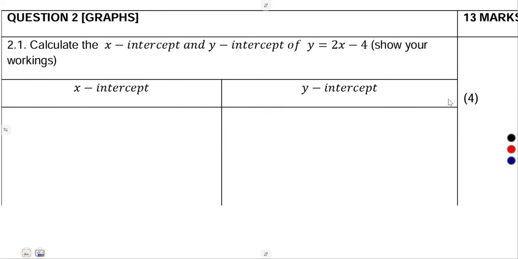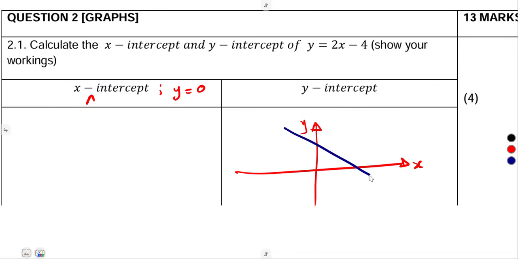Then moving on to question 2. We are given in that case to calculate the x-intercept and y-intercept of this graph. Show your workings. X-intercept, we do understand that's a condition where y is equal to 0 in the x-axis. If a line crosses the x-axis, y is equal to 0. So you can substitute into the equation, y is equal to 2x minus 4. Y is what? It is 0. So we can solve for x.